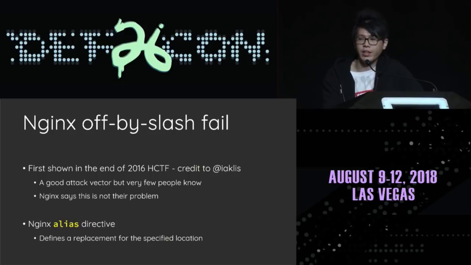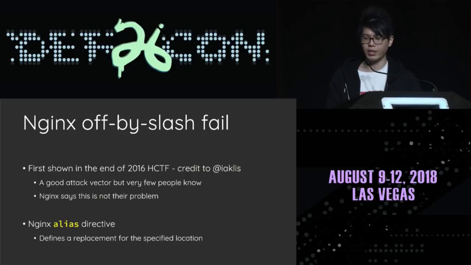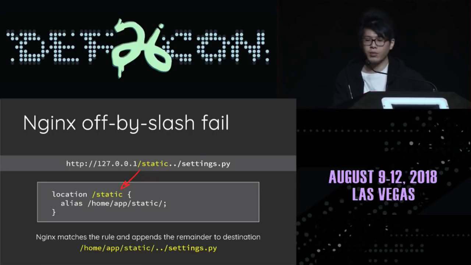This is a good attack vector that not many people know about, and the idea appears in the world again and again. In Nginx, there is the alias directive, and it can define a replacement for the specified location. This directive is very common in web architectures. In practical applications, frameworks such as Django and Rails are not good at handling static files, so it's a prevalent pattern to put Nginx in front of them.